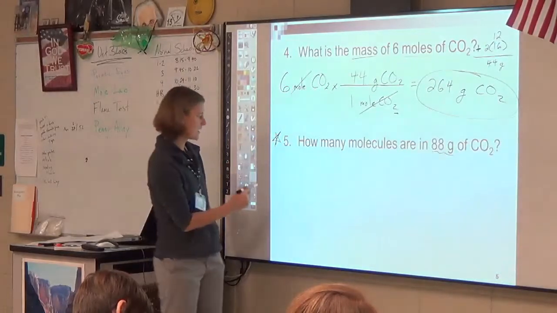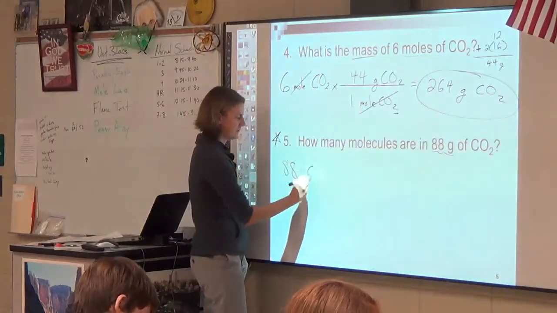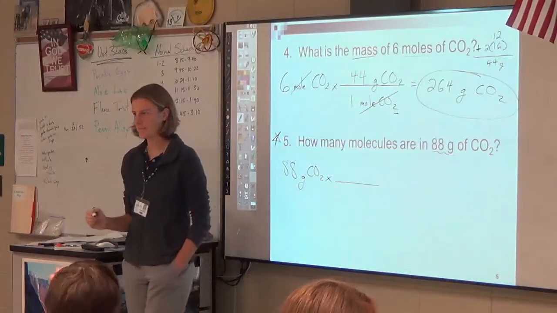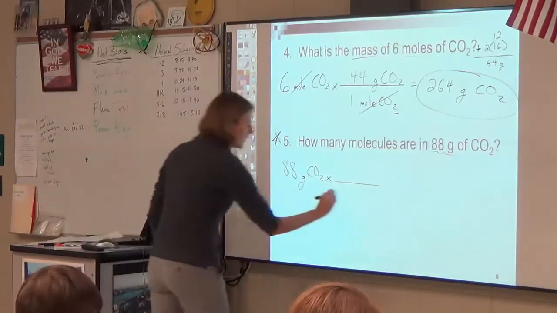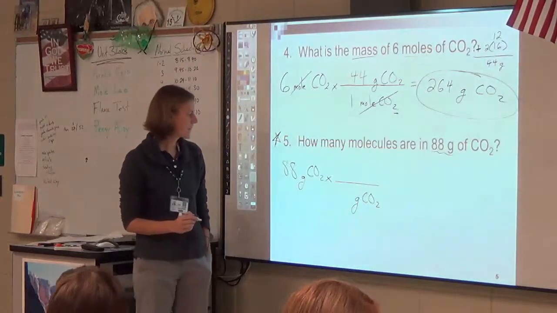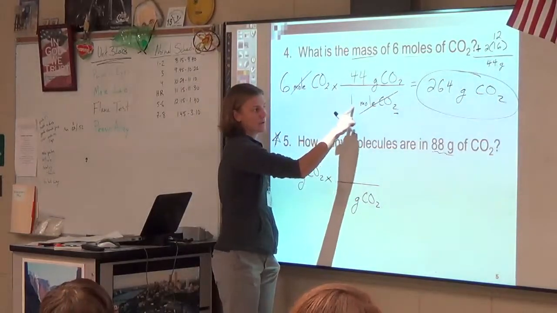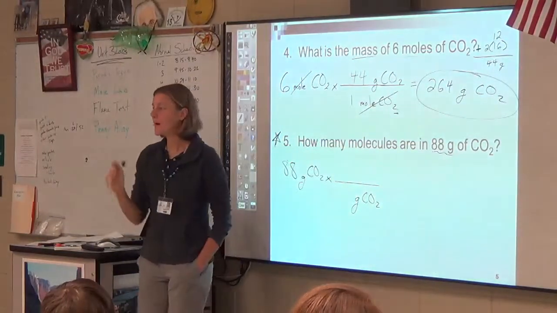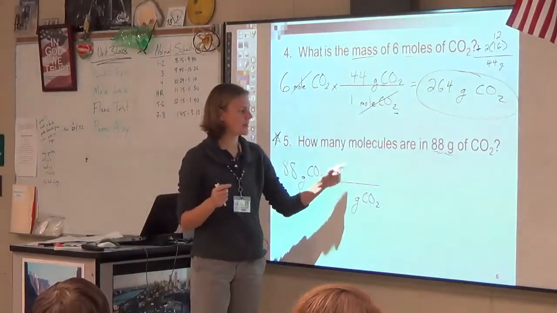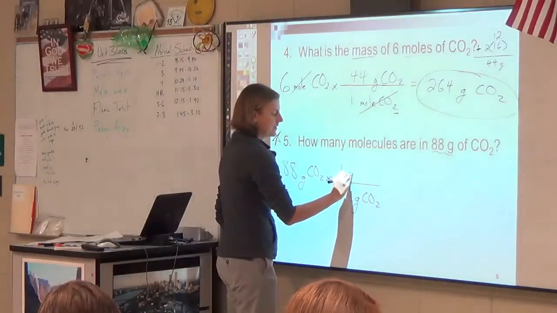But let's start by just writing down our given. So we got 88 grams of CO2 times fraction bar. What should go on the bottom of that fraction bar? Good, the unit we're trying to cancel out, CO2. The 1 goes with moles. So it doesn't say moles, but we know that that's our relationship. Our relationship with the periodic table is between grams and moles. So this time I'll put moles on the top. So 1 mole on the top.